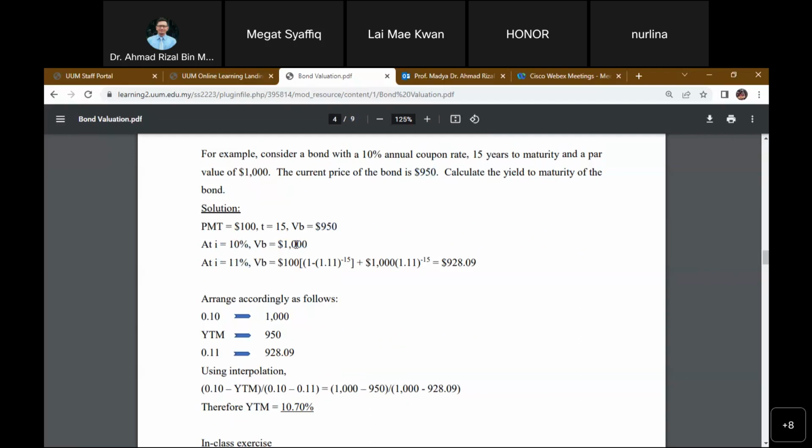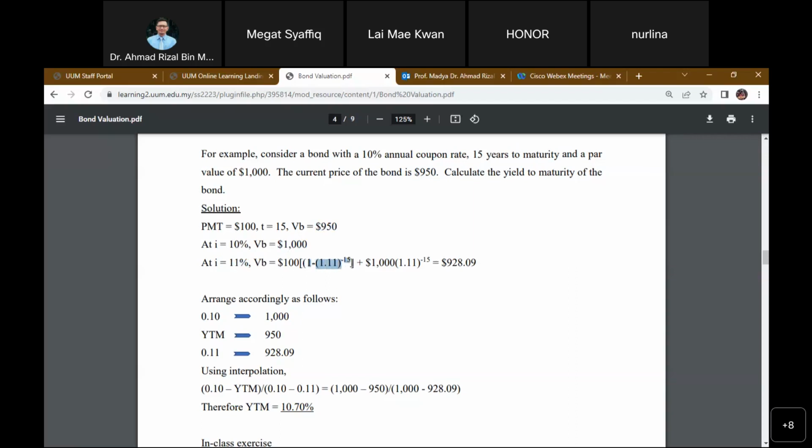In this case, since the difference between 1,000 and 950 is so small, just $50, you will try at a rate which is not far different from 10%. So in this case, I use 11% as the first rate that you should try. So you try at 11%. But of course you have to change the interest rate here, 1.11, and you have to divide by 0.11. So you make a correction here.